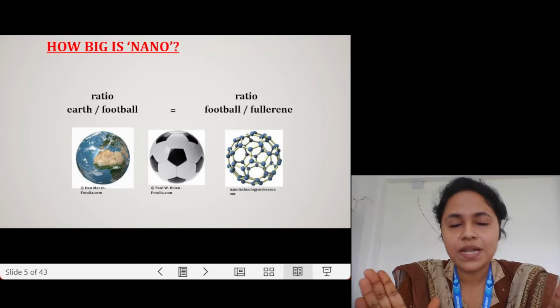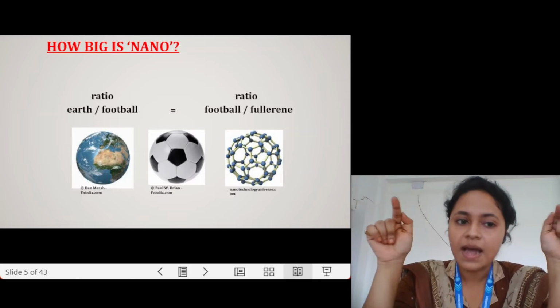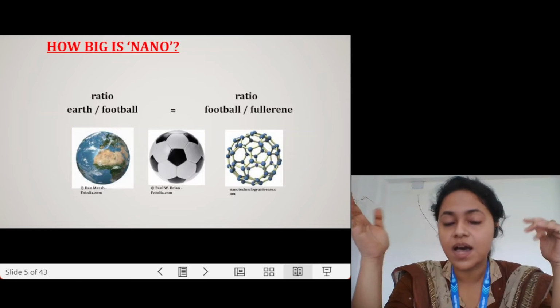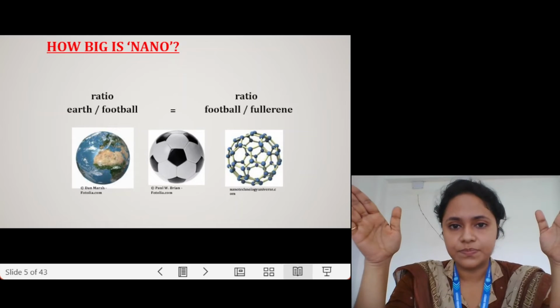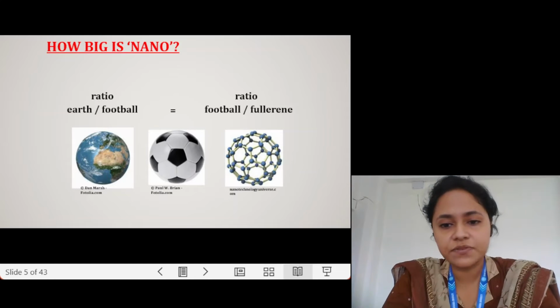So now you just close your eyes and visualize: the diameter of the earth and then the diameter of a football. How is the difference? How huge is the difference? So the difference is in that nano dimension. What is the difference?